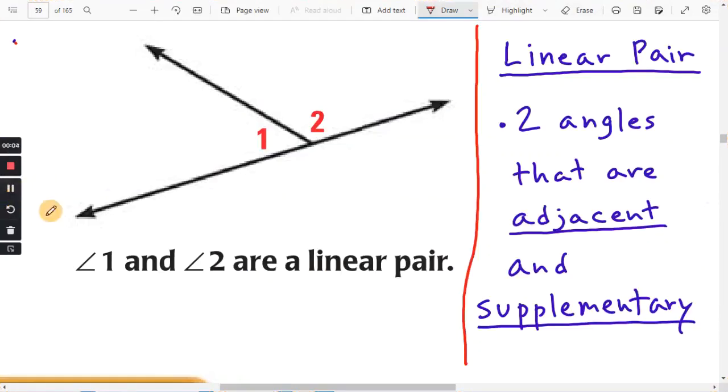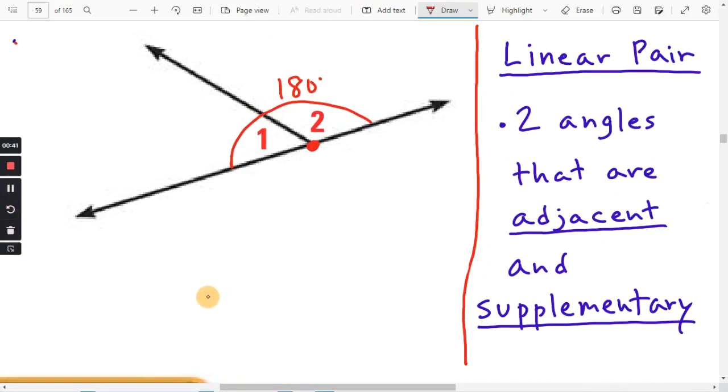So the definition of a linear pair, it's basically two angles that are both adjacent and supplementary. So you can see here, angles 1 and 2 are a linear pair. Okay, they share the vertex right there. They share the side right here. And you can see together, they make a straight angle. So these two combined are going to be 180 degrees.